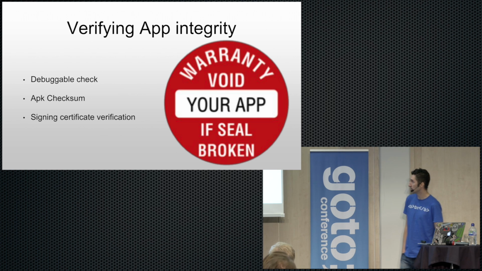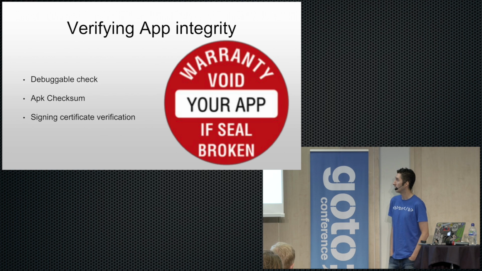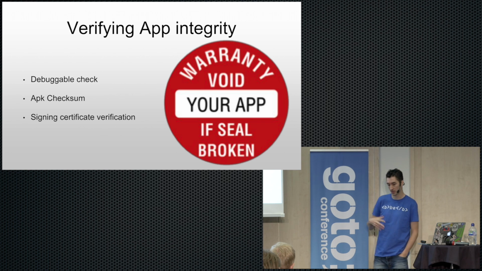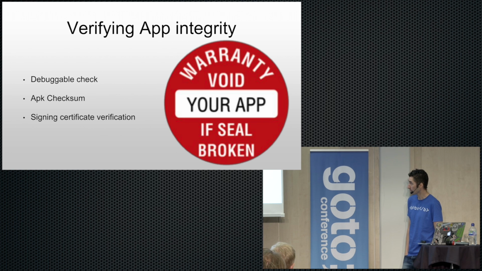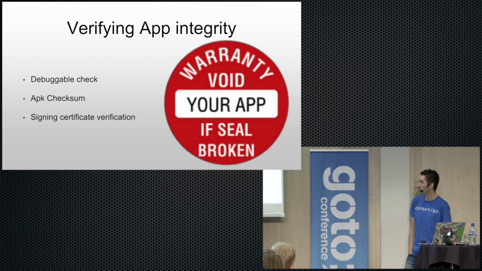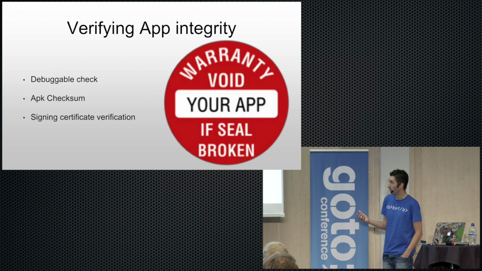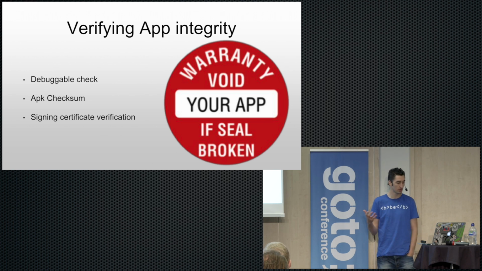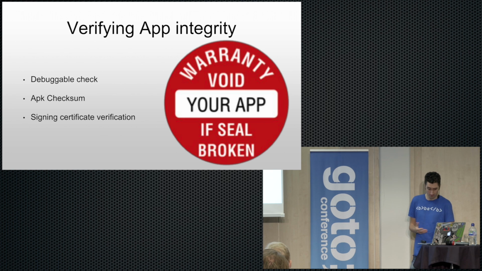So there's a couple of things you can do. You can check, to try and work out whether these are tamper detection techniques effectively. Has your app been hijacked? Is it running in a different sort of state? You can talk to the package manager and see if you're in a debuggable state, which shouldn't be happening once you're in production. You can calculate an APK checksum to see if anything's been modified, or you can do a signing certificate verification. And this is kind of my favorite one.